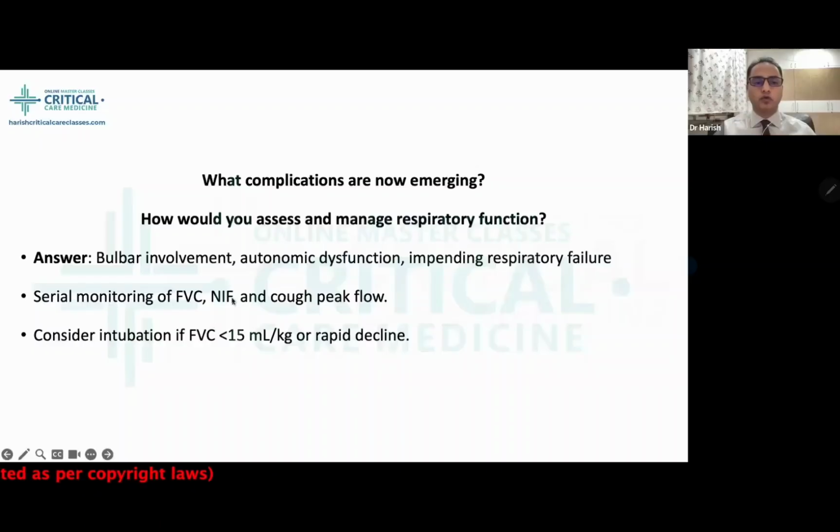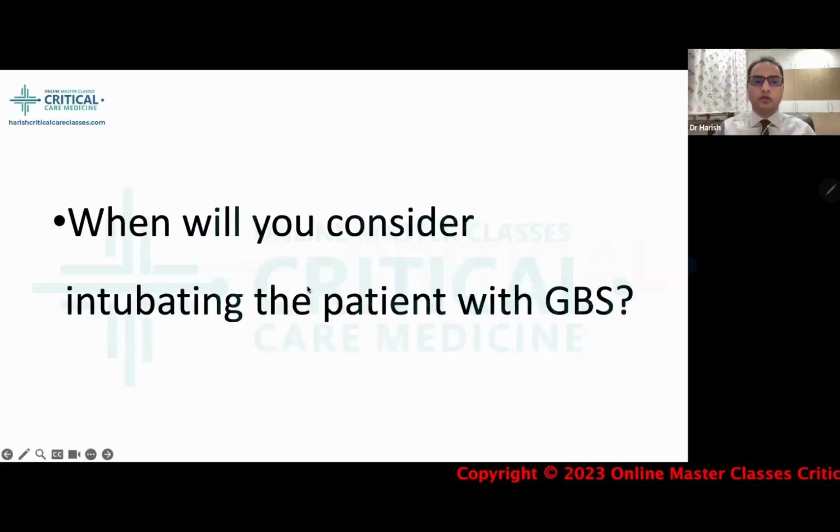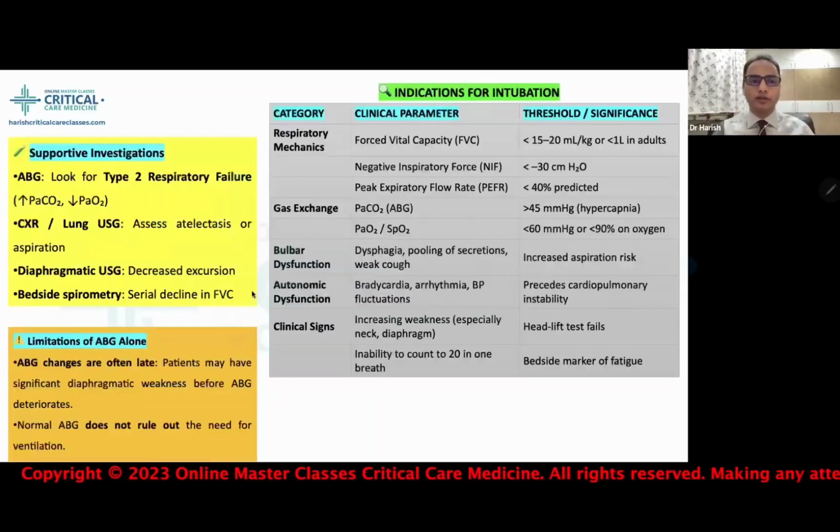How are we going to manage or monitor this patient? Negative inspiratory force, forced vital capacity, cough, peak flow velocity: all these things you can monitor serially. Consider intubation if forced vital capacity is less than 15 ml per kg or if it is rapidly declining from baseline. So that is how we are going to examine. So when will you consider intubating the patient with GB syndrome? Okay, what other things do you need to answer in your exam?